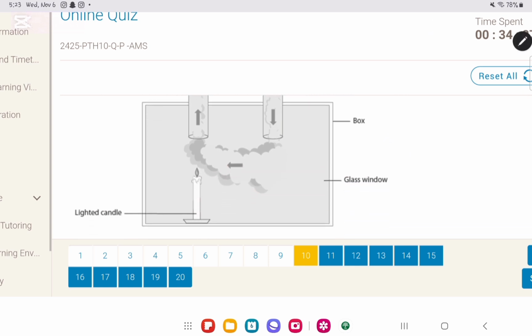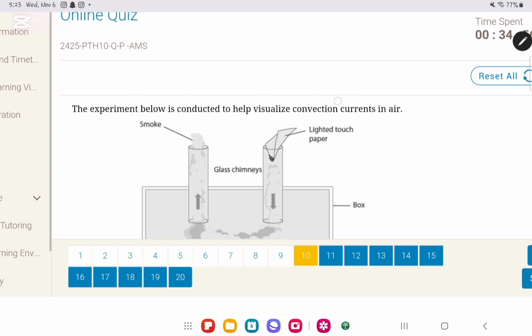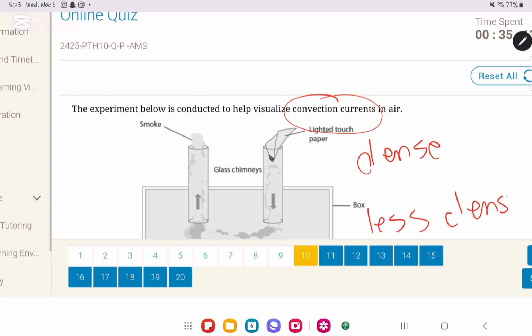Then, if you go down, you will see there is a lighted candle over here. And this is a glass window, so you can see what is happening, and then you have a box surrounding it for better insulation. So we are talking about convection currents. Now definitely in convection currents, you're going to have dense and less dense, because this is how the convection works. The less dense will float upwards, the dense will float downwards. But dense you can relate to colder objects, and less dense you can relate to hotter objects.